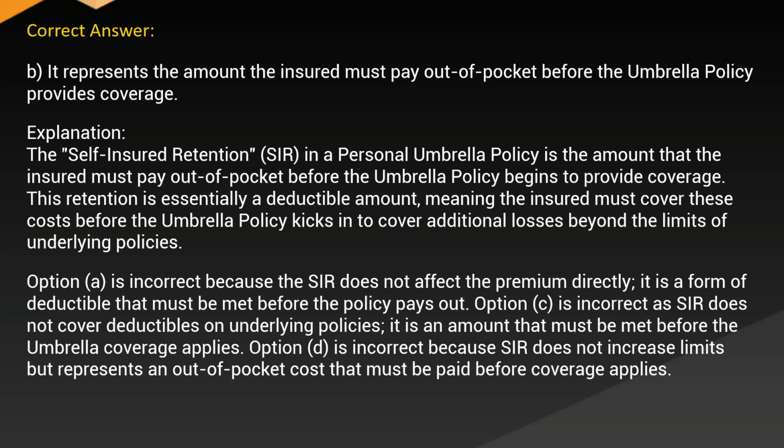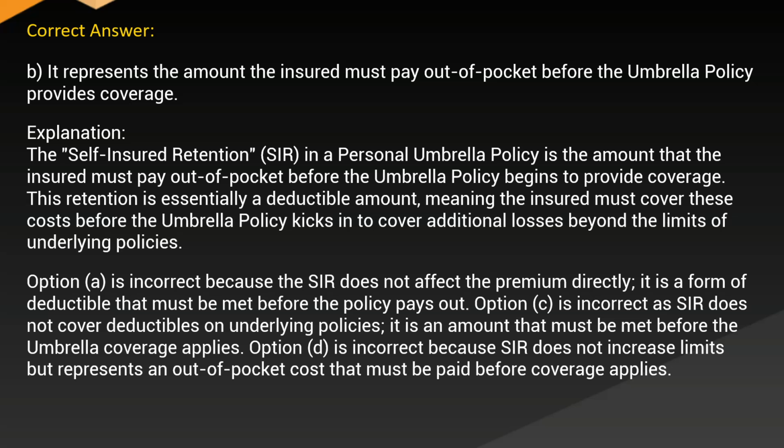Correct answer. B. It represents the amount the insured must pay out of pocket before the umbrella policy provides coverage. Explanation. The self-insured retention in a personal umbrella policy is the amount that the insured must pay out of pocket before the umbrella policy begins to provide coverage. This retention is essentially a deductible amount, meaning the insured must cover these costs before the umbrella policy kicks in to cover additional losses beyond the limits of underlying policies.